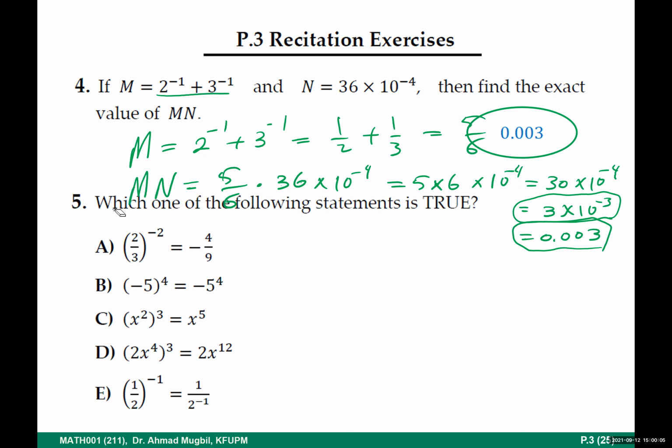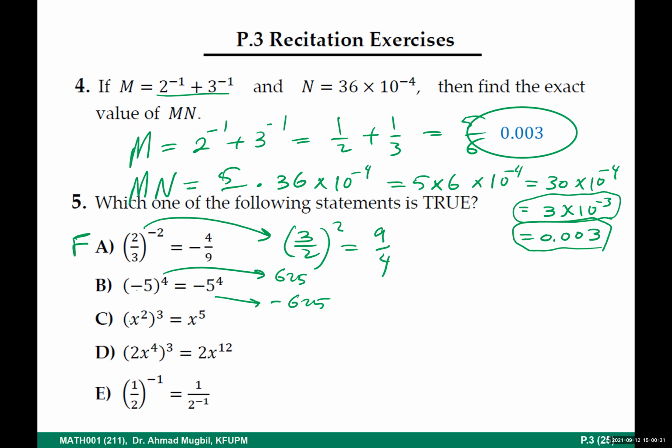Now, which one of the following is true? This is the first one. Is it true or false? What is this? This is 3/2 all to the power 2, which is 9/4. So this is false. This is -5 to the power 4. This one is -5, it is 625, but this one is -625. This is, ya shabab, x to the power 6. So this is false.